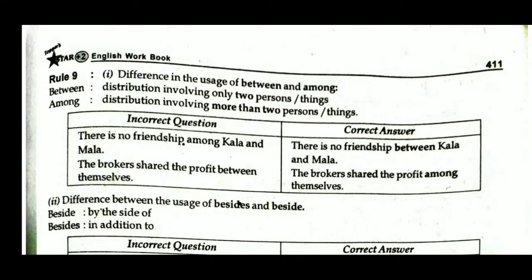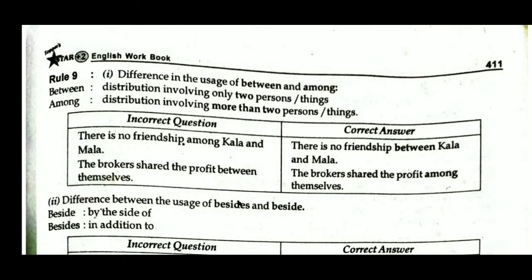Now, the difference between the usage of between and among: when to use between and when to use among. Between is for distribution involving only two persons. If you want to distribute chocolate between two persons, you have to use between. If the distribution involves more than two persons, you have to use among. Two is between; more than two persons is among.